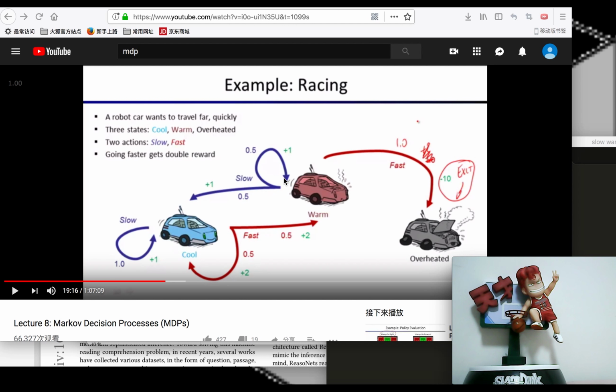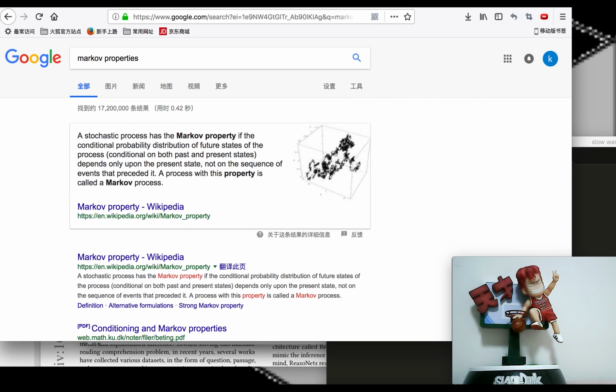Okay, now one final question. Why is this process called Markov? If you don't know what the Markov property is, you can take a look at this definition from Wikipedia. A stochastic process has the Markov property if the conditional probability distribution of future states of the process, conditional on both past and present states, depends only upon the present state and not on the sequence of events that preceded it. A process with this property is called a Markov process.